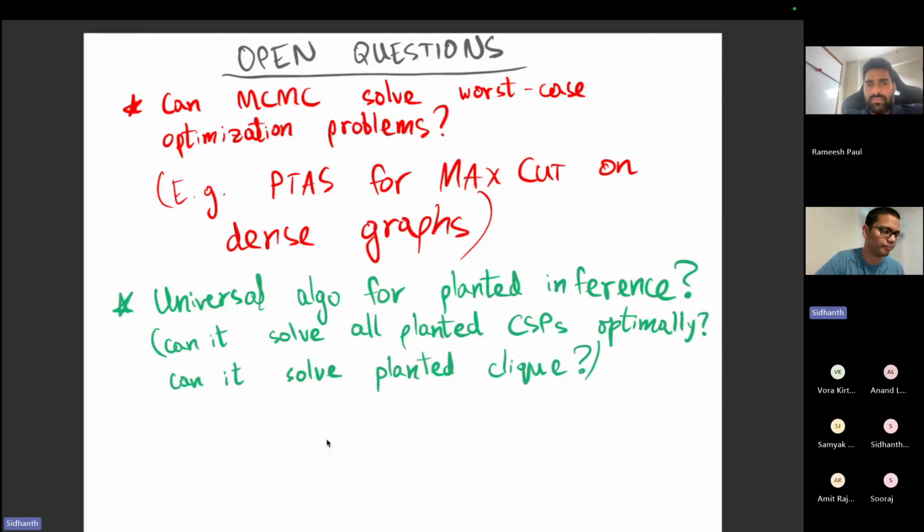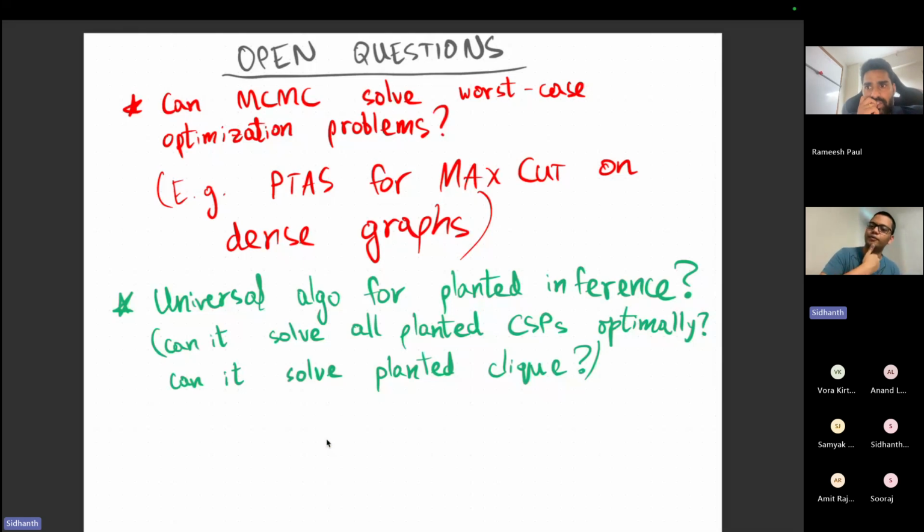And maybe a good starting point for this would be to check whether you can approximate max cut arbitrarily well on dense graphs. In dense graphs, there's actually a polynomial time approximation scheme that's known. That is, you can get a 1 minus epsilon approximation for max cut. And the question is, can a Markov chain Monte Carlo based method also do this? Because the current dense graph methods are based either on the regularity lemma or on rounding sum of squares semidefinite programs.